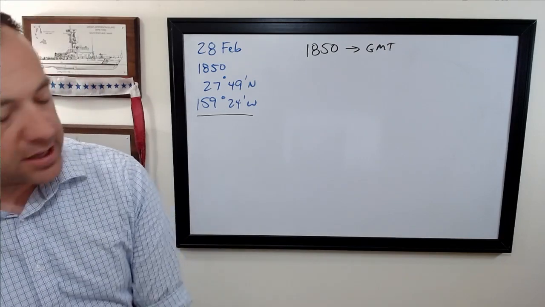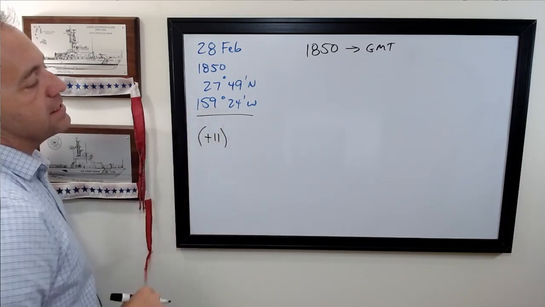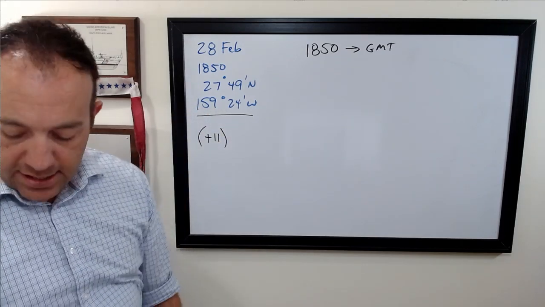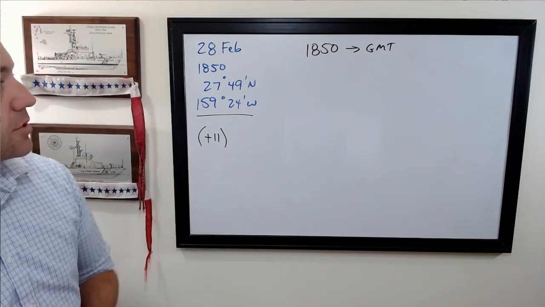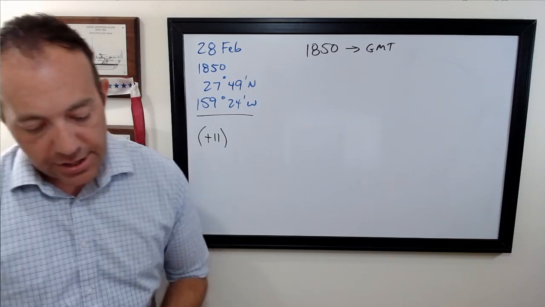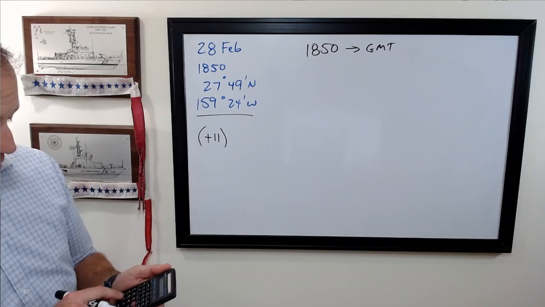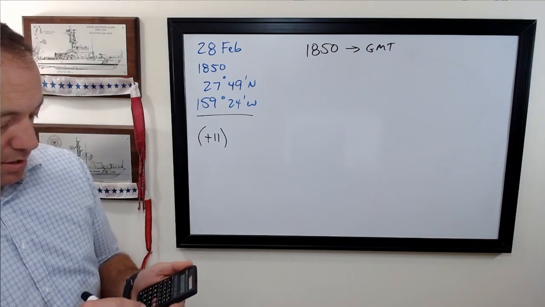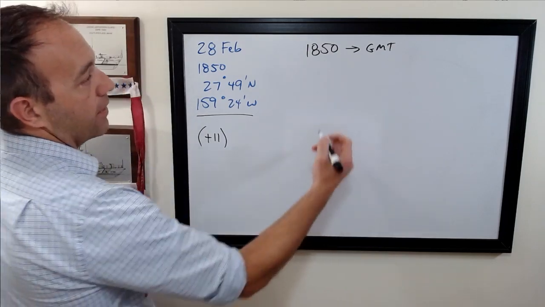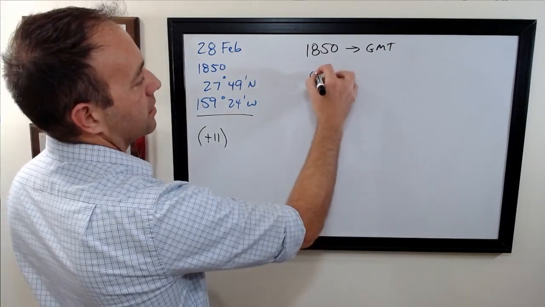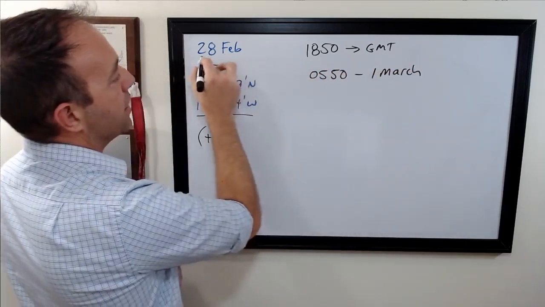We're going to be observing a zone of plus 11. The way I did it is I took 159 divided by 15, and that gives me 10.6. It tells me I'm closest to my 11 time zone. So if I take that 1850 and I add 11 hours and then subtract the day, I end up at, what was it, 0550 on 1 March, right? 28th of February.